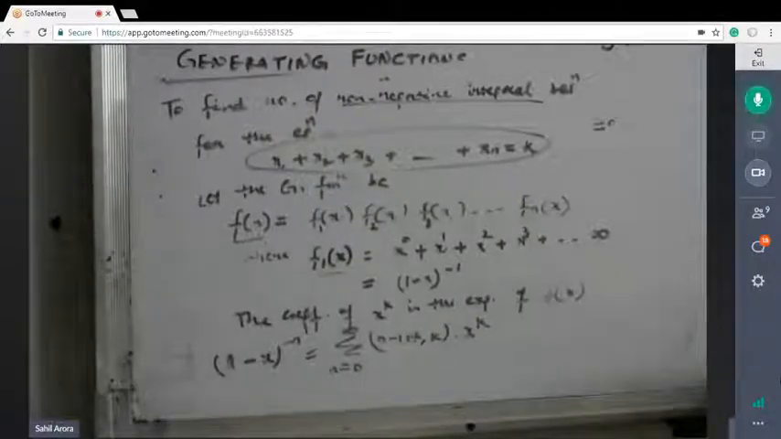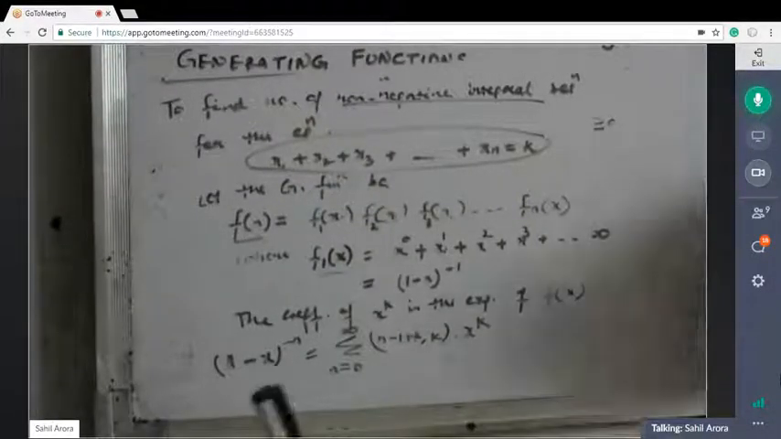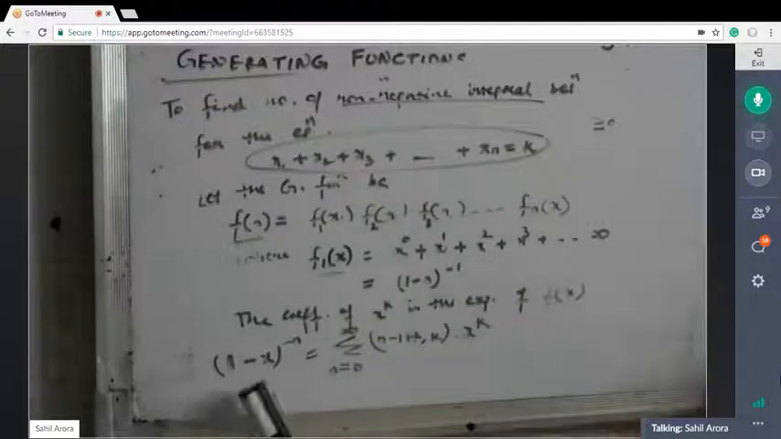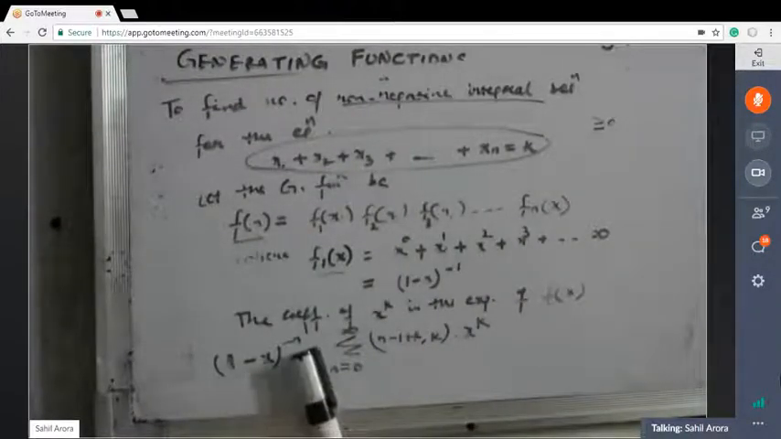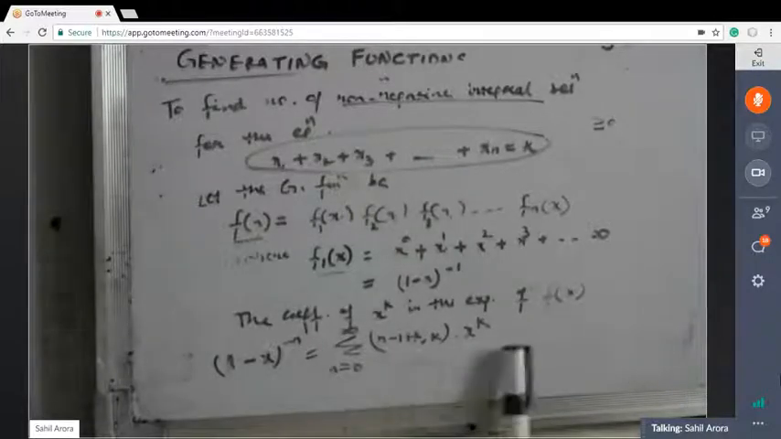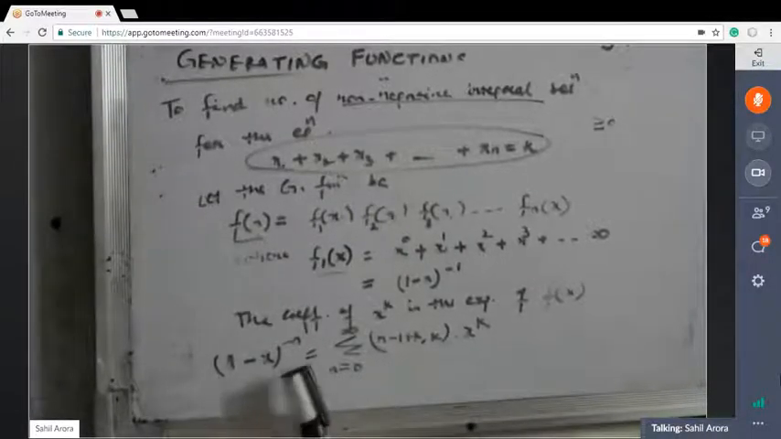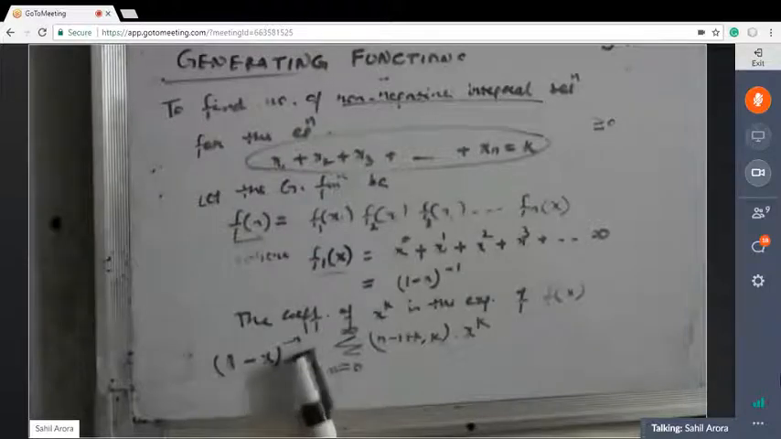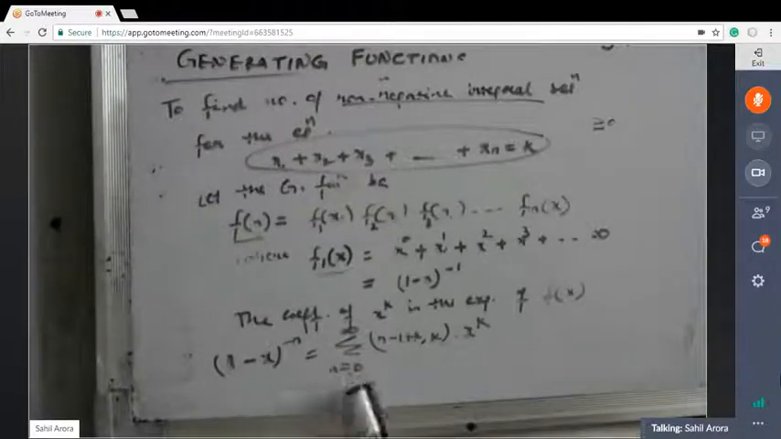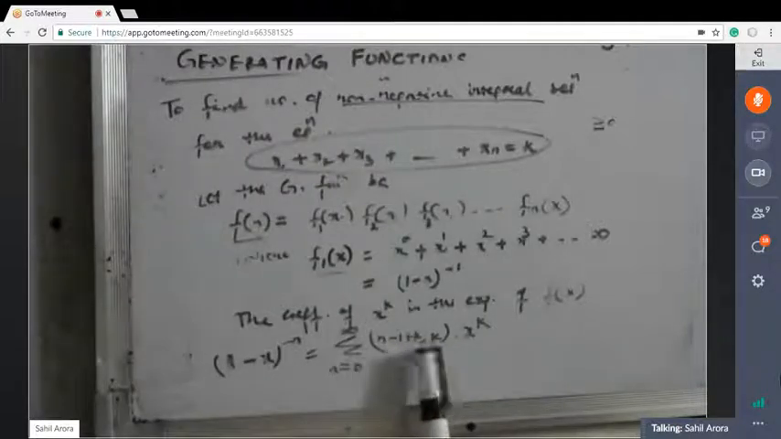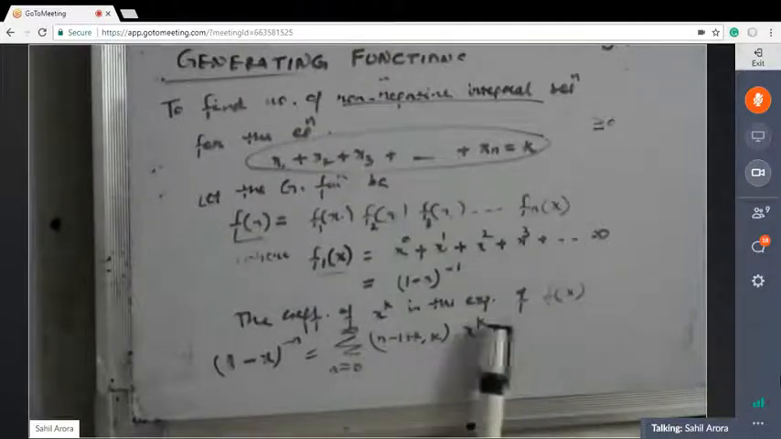See, what I'm trying to write is what? I've already told you just now that theorem part, the expansion of (1 minus ax) whole power minus k. So here I'm writing the expansion of (1 minus x) whole power minus n. In our case, k is equal to n, a is equal to 1. So the expansion simply becomes C(n minus 1 plus k, n) x power k.